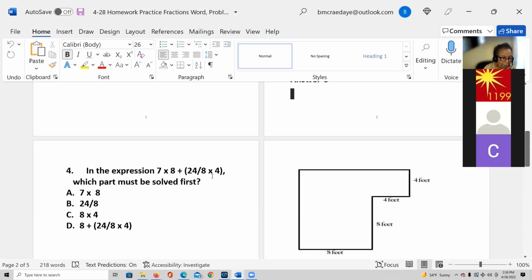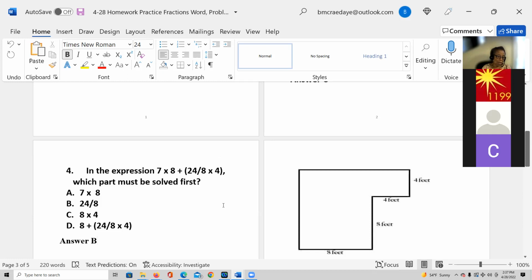So parentheses, you're absolutely right. But within the parentheses, you want to do the division first. So what would be the answer? B. That's right. Answer B, 24 divided by 8. You would do that first, and then you take that result and multiply it by 4. And you'd have 12.